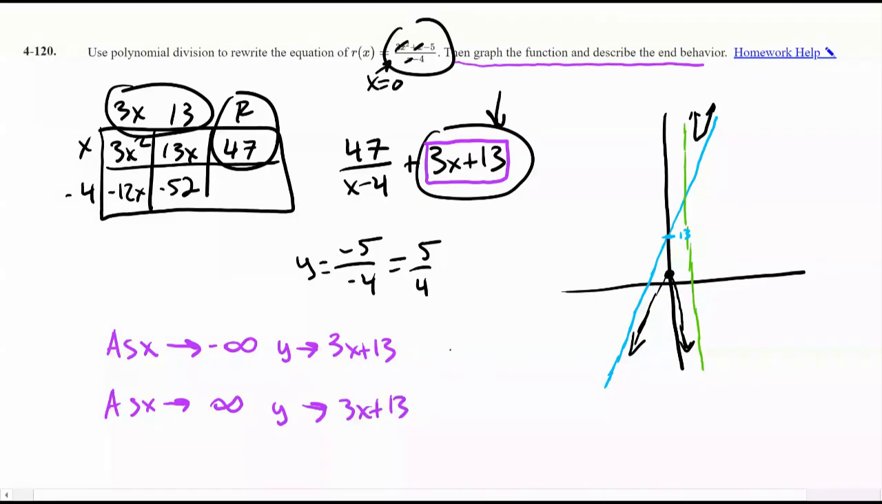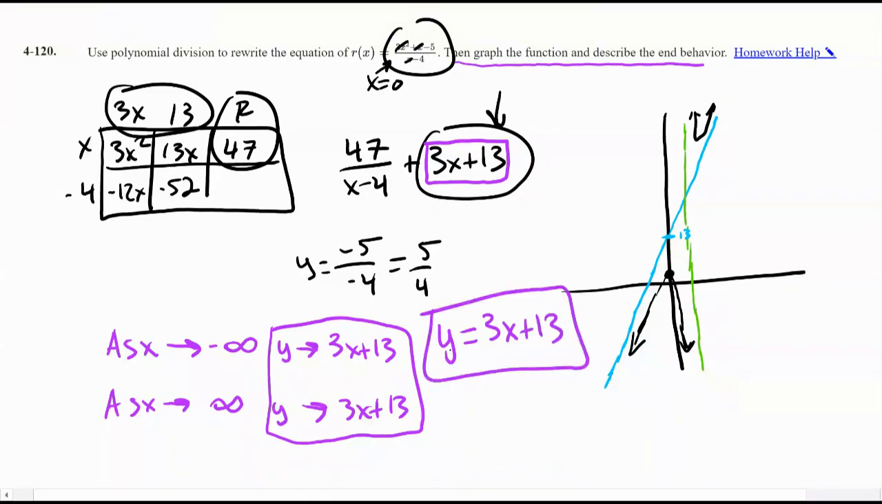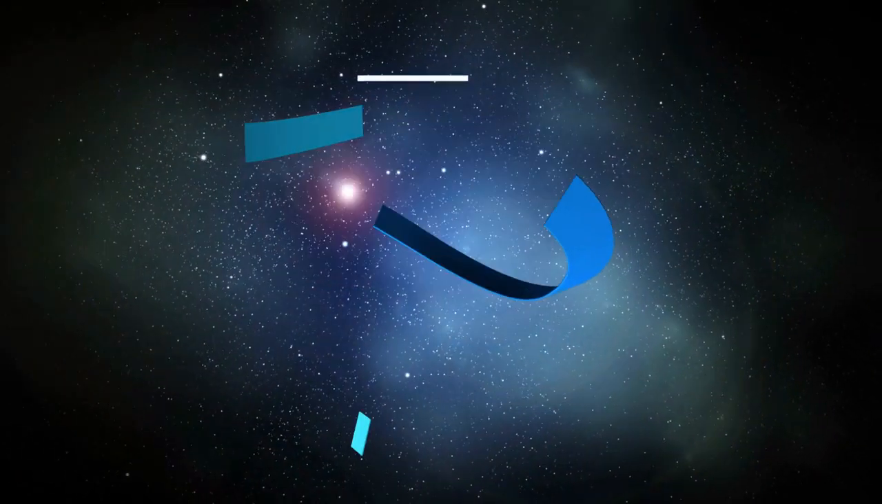Now, I don't know if that's exactly how we would write it. I'll double check that right now. So it looks like the way they say it is that the end behavior goes towards the line 3x plus 13. So you can just write it like this. I'm not really picky about how we would write the end behavior here. It's really just understanding that as we go to negative infinity and positive infinity, we're approaching this line that's created by 3x plus 13. So there's the graph and the end behavior described.